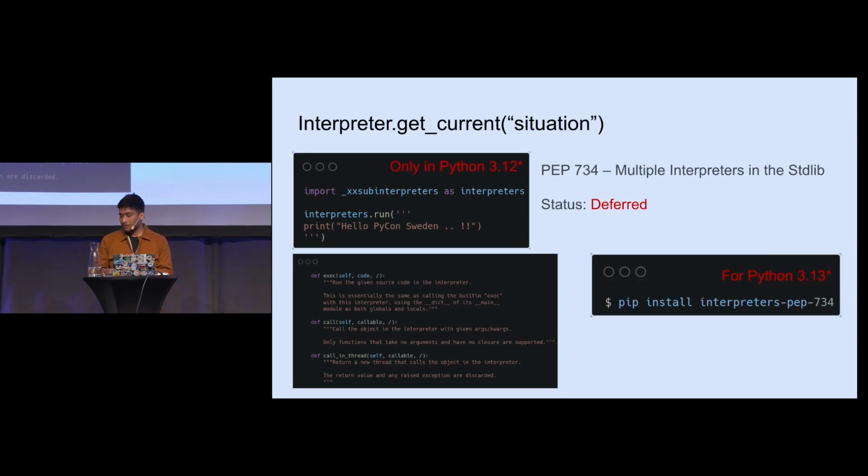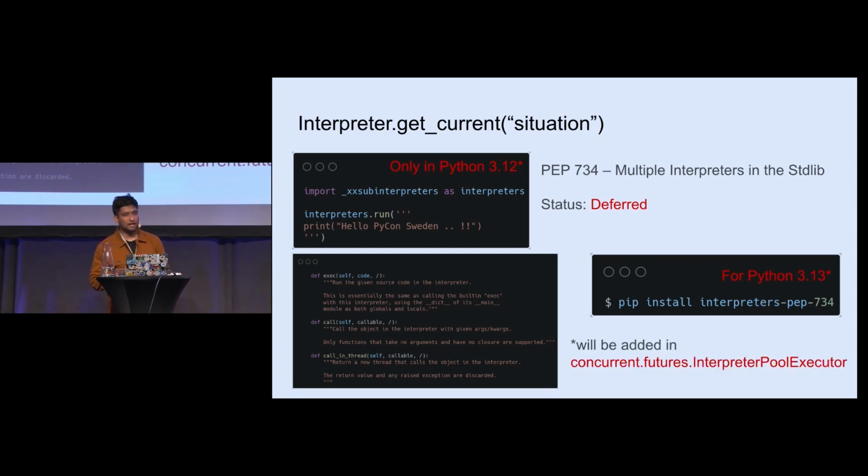And for Python 3.13, we have to install a separate library as it is deferred. Right now, the project leader, Eric Snow, mentioned that we should try it as a Python package, and people will test it out and use it in different projects, and a new PEP will follow for sub-interpreters. Hopefully in 3.14, we can add it to our beloved concurrent module. So this is about sub-interpreters.